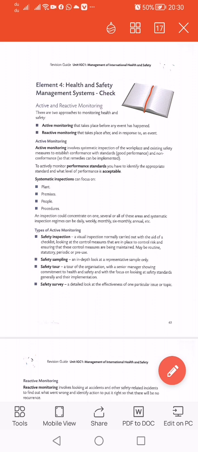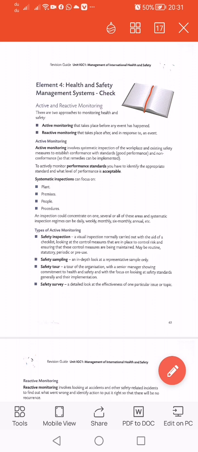Hello everybody. Today I'm going to talk about NEBOSH Safety, and this one is IGC 1 Element 4. Element 4 is Health and Safety Management System: Check. How do health and safety management systems check?